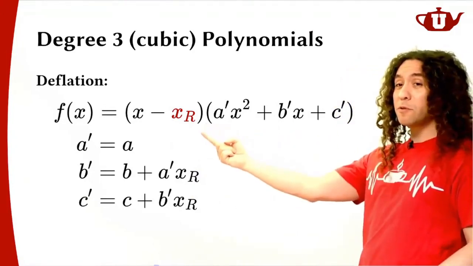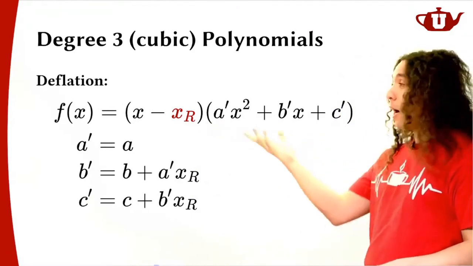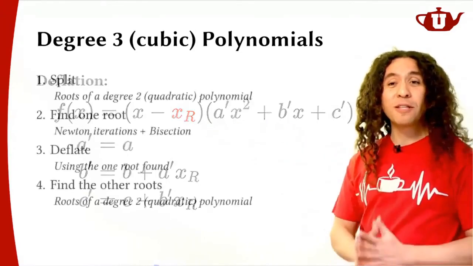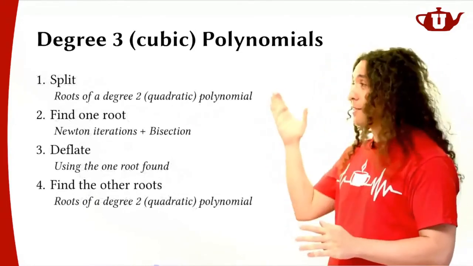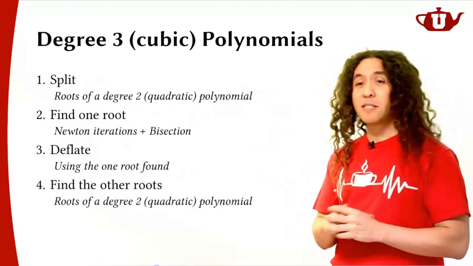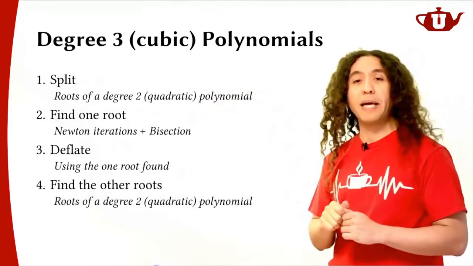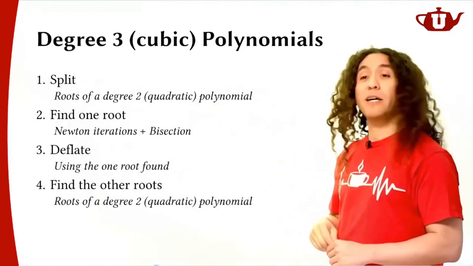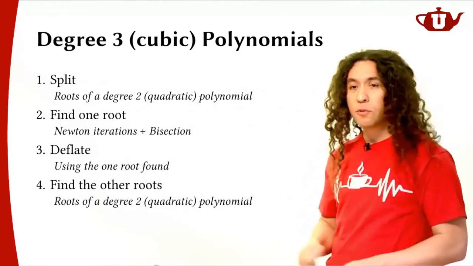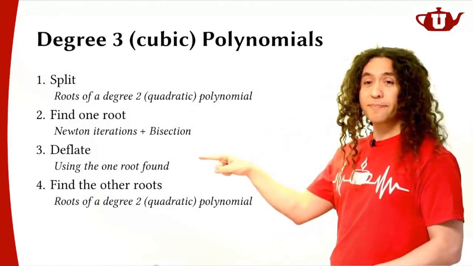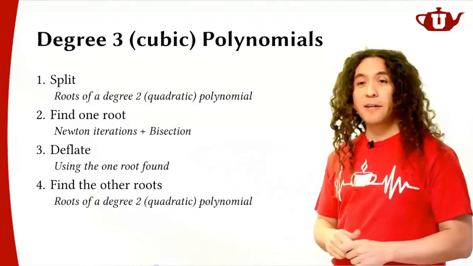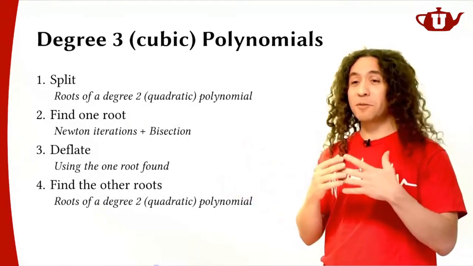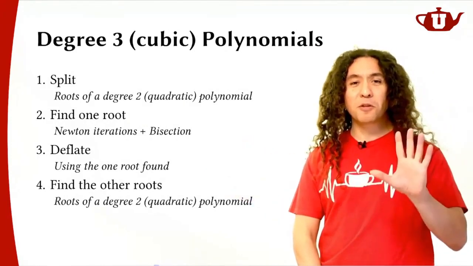So if I can find one of the roots, the other 2 roots, if I have any, I can find very easily, very cheaply, by solving a quadratic. So that is the solution that I would recommend for cubics. That is, you split the cubic into 3 pieces by solving a quadratic that is going to be its derivative, and then find one of the roots using Newton iterations plus bisection, so it's guaranteed to converge to the root. And then you deflate the polynomial using the one root that you found, and finally find the other 2 roots using the deflated quadratic. That's it, and it works brilliantly. It works just fine. So cubics are no problem.